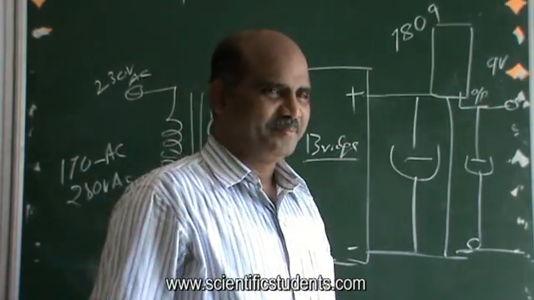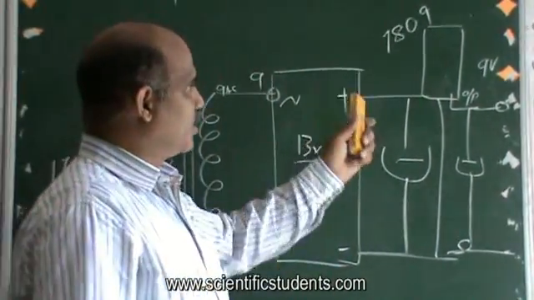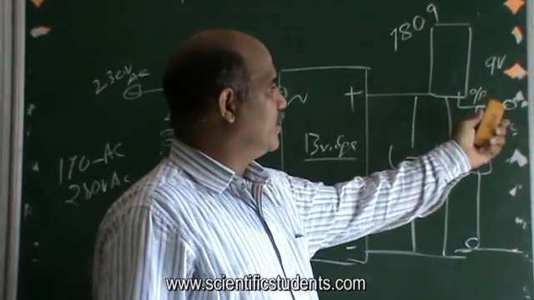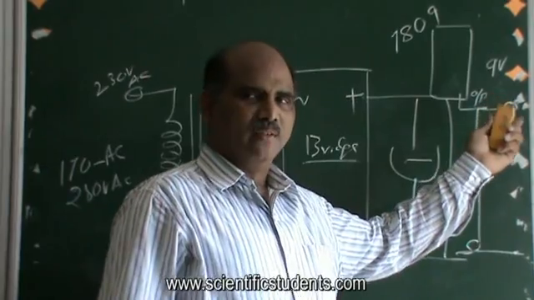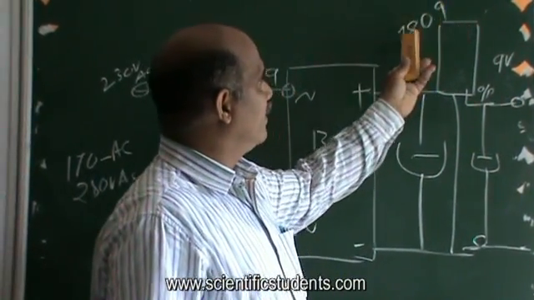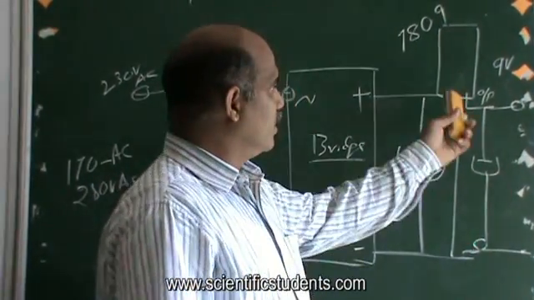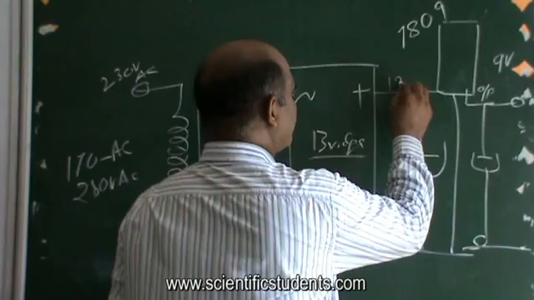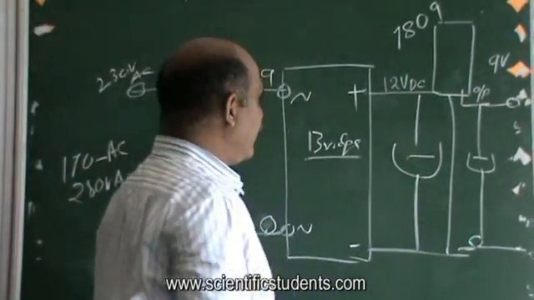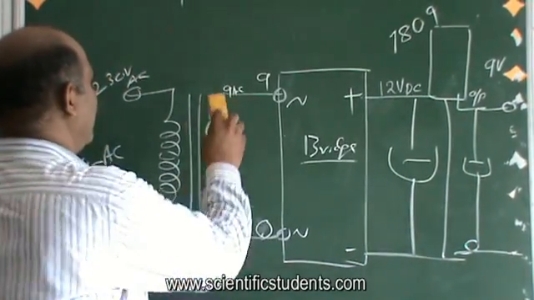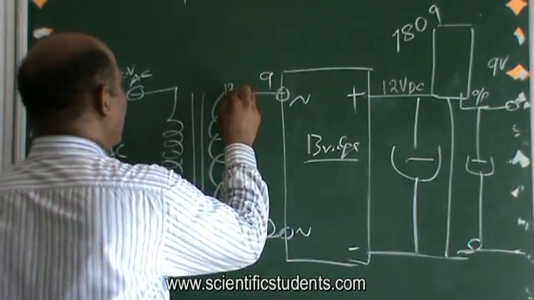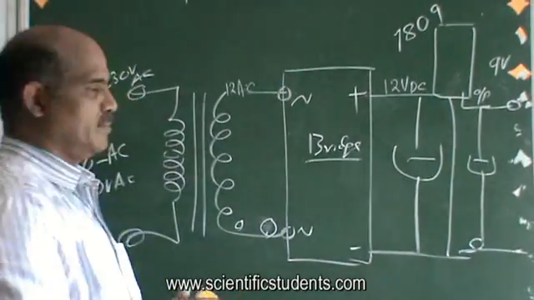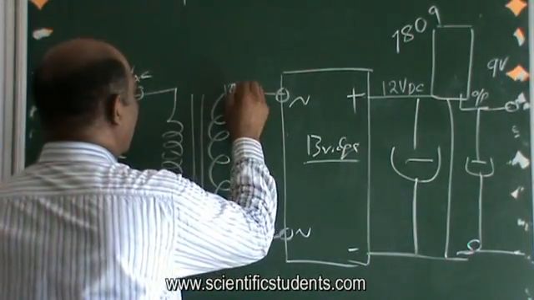But one condition: the input voltage must be higher than the output voltage. What output voltage do you want? 9 volts, for which I am using a 9 volt regulator. The 7809 is a 9 volt regulator. So I need at least 3 volts more at the input. That means what voltage do I need here? 12. So what do I need here? 12 volts AC. The transformer, instead of 9, needs to be a 12 volt AC transformer, or even a 15 volt AC transformer.